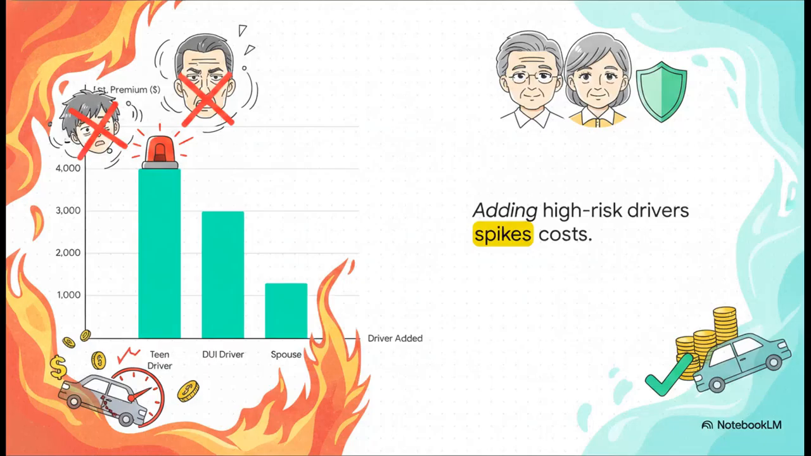None. But hey, it's not all bad news. Not all additions are actually going to cost you money. Sure, adding a teen or a driver with a DUI is going to cause a massive spike in your rates. I mean, a DUI can bump premiums by 60 to 100%. But take a look at the experienced spouse over on the right. Adding a spouse, or maybe a parent over 55 who has a clean driving record, that can actually lower your household's overall risk profile. It could potentially save you up to $200 a year.